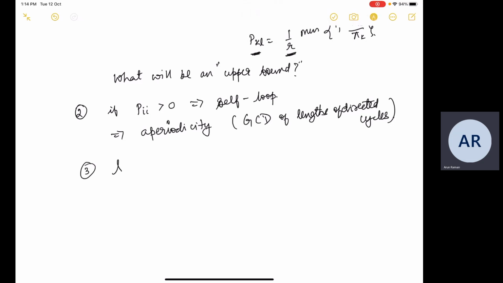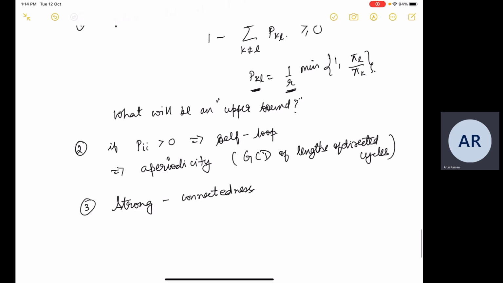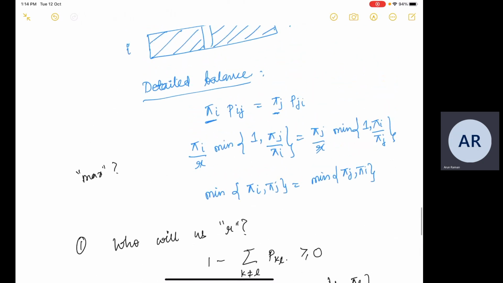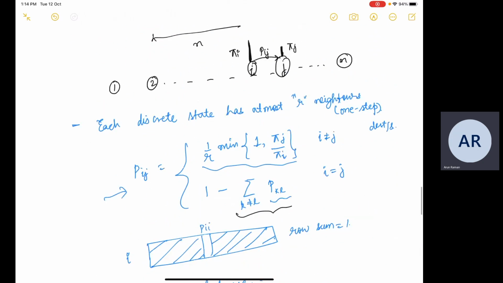And then the second thing is the relation between R and strong connectedness. Earlier we saw that the chain should be irreducible and aperiodic. When we say irreducible, we have recurrent states: every state should be reachable, a strongly connected graph. There are several ways of saying the same thing. But here we saw that R means each discrete state has at most R neighbors.